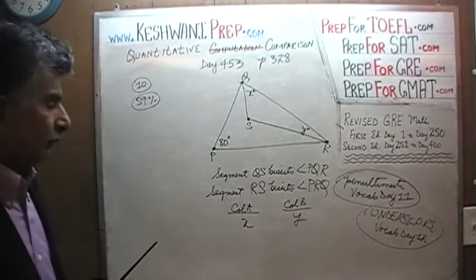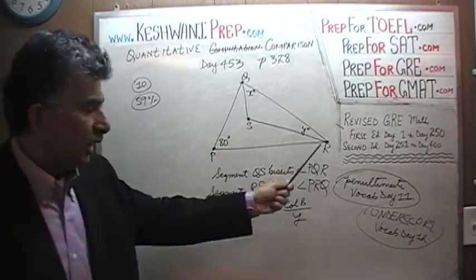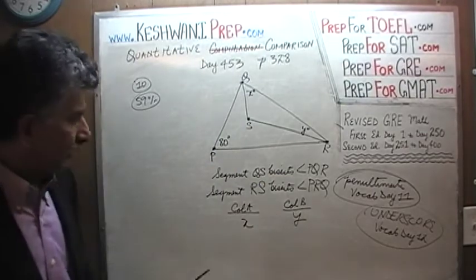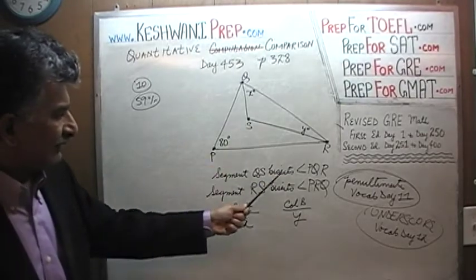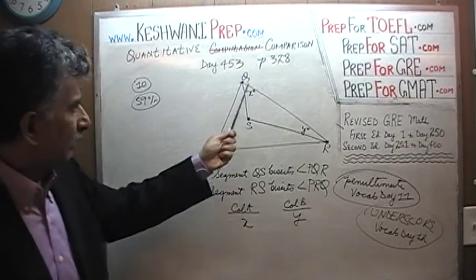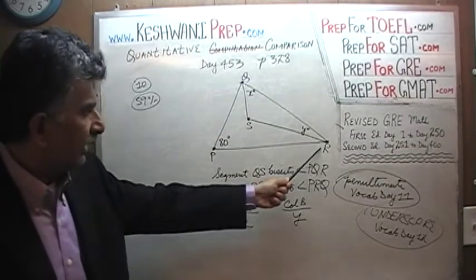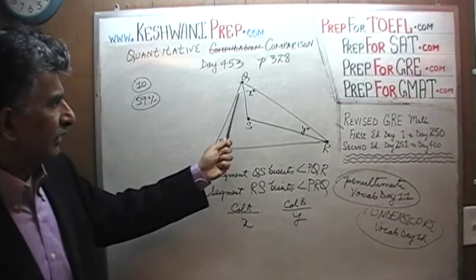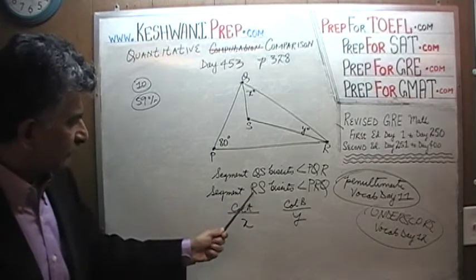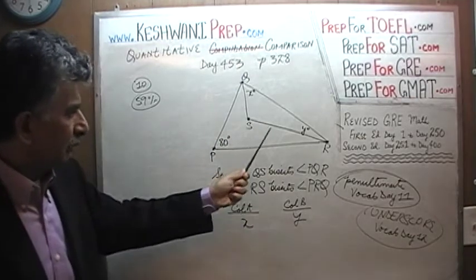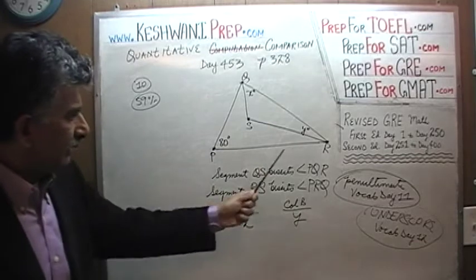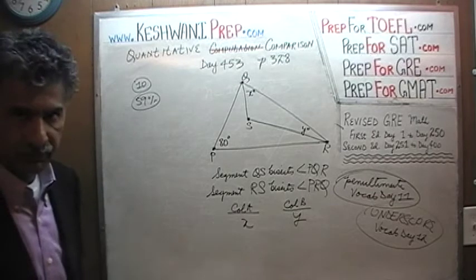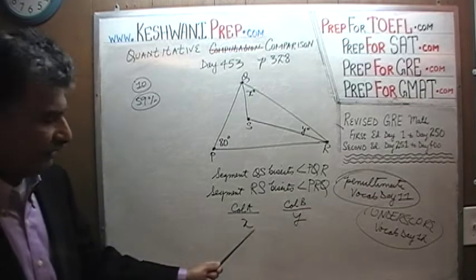Here we go. We're given a triangle PQR. In the triangle PQR, we have two segments, segment QS and segment SR. We are told that segment QS bisects angle PQR, that angle PQR is bisected by the segment QS. In other words, it cuts it in two equal parts. Similarly, we are told the segment RS bisects this angle right here, angle PRQ. Angle PRQ is bisected by segment RS. What we are being asked to compare is the quantity X versus Y.